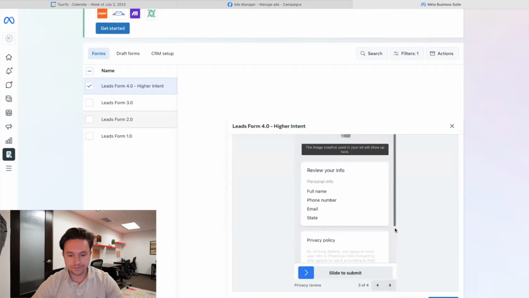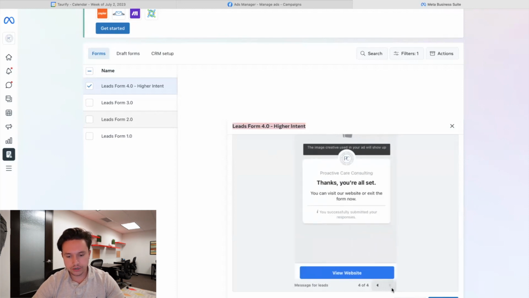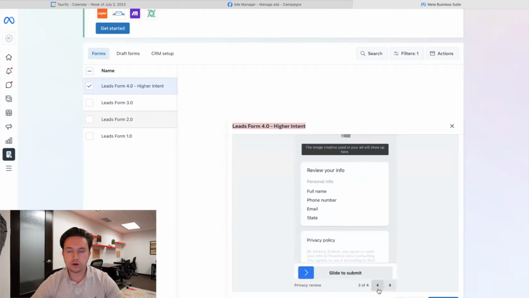We do have a portion in here. You can see that this form is marked higher intent. They have to go through and confirm all this information. We want to make sure that we're getting this client the best leads possible, so I recommend turning that on. We started without it, but then we ended up turning it on just to make sure we're getting a little bit better quality leads.